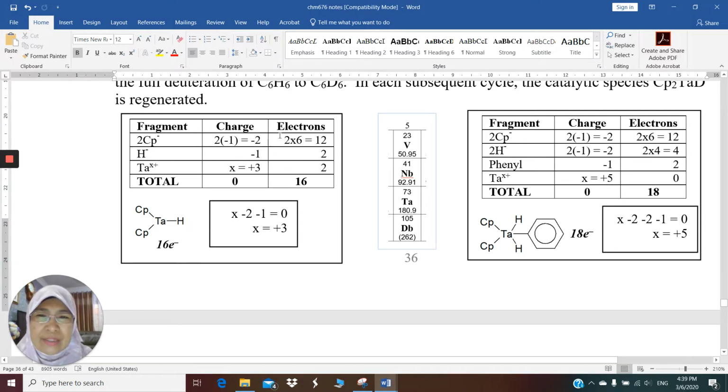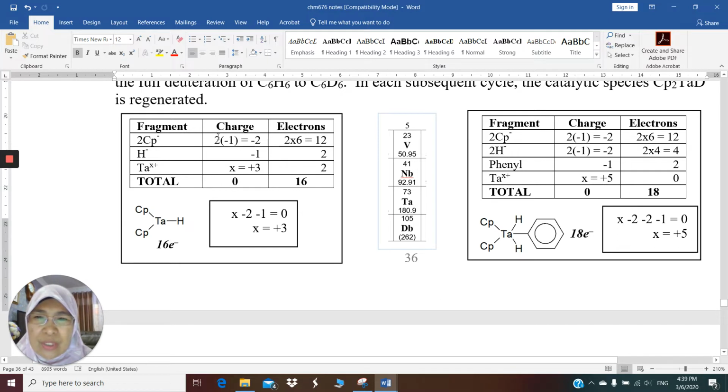So in this box, I have shown you the calculation of how the 16 electrons come about. I'm sure this is very easy for you to do, but I just would like to do a quick recap. This is the species that had undergone reductive elimination to eliminate 2 protons, producing this 16 electron species. So how do I get 16?